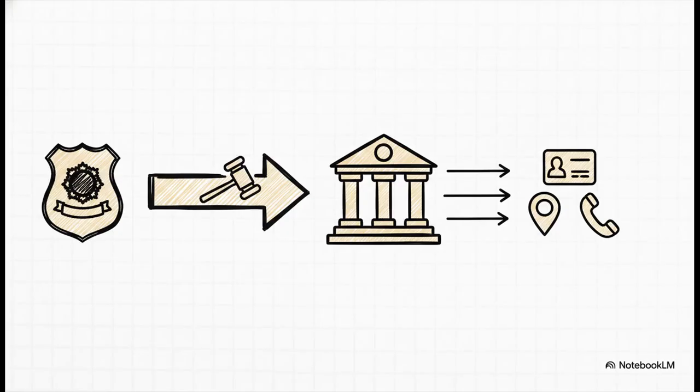So once they have that account number, the police can go to the bank with legal notices. And that basically forces the bank to open up their files and hand over all those know your customer details they have on file. We're talking ID documents, addresses, phone numbers. This is the first real step in trying to put a face to a digital ghost.